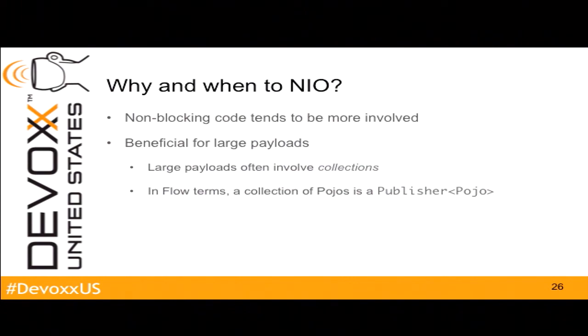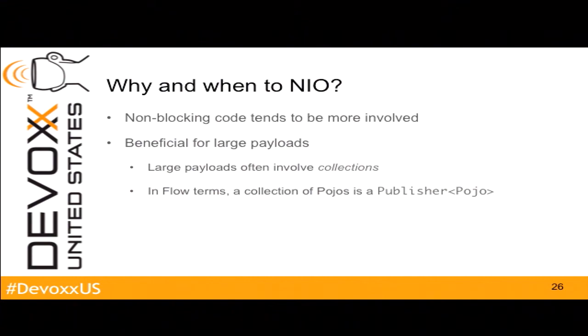In particular, we believe it's beneficial for large payloads, and the rationale for that is that the likelihood of blocking when you're reading or writing is much higher when you're writing a large payload, right? If your payload is very small, then maybe you're lucky and you can read it right away. So the idea behind this is that most of the large payloads that JAX-RS has been used for involve collections, right?